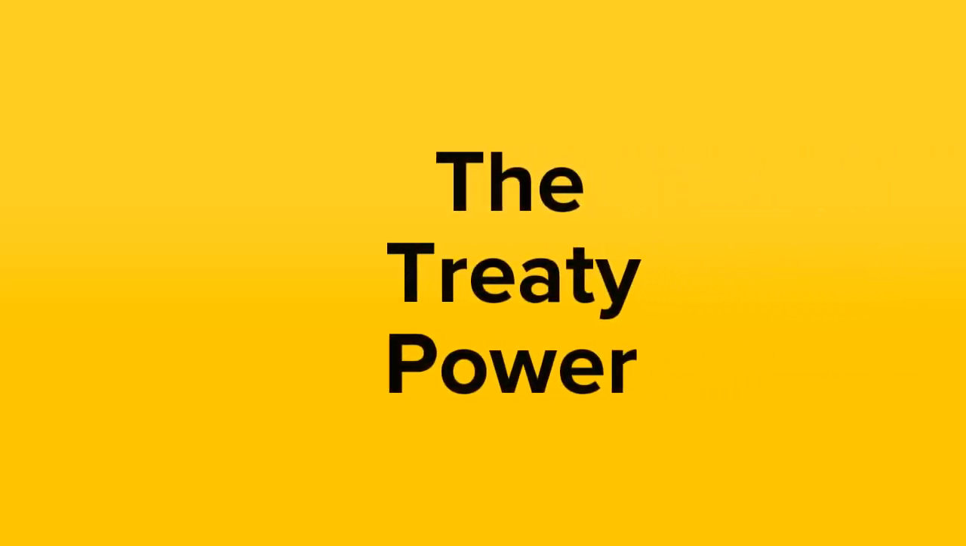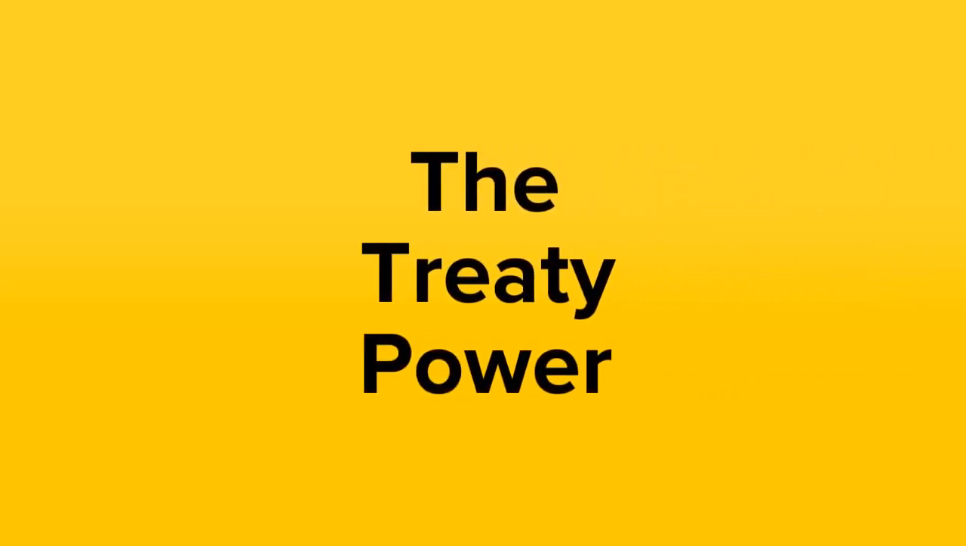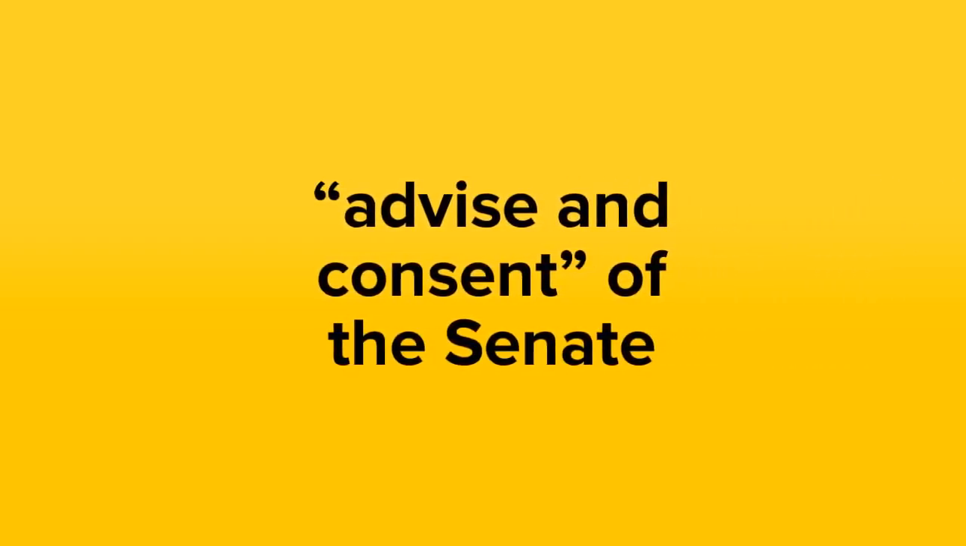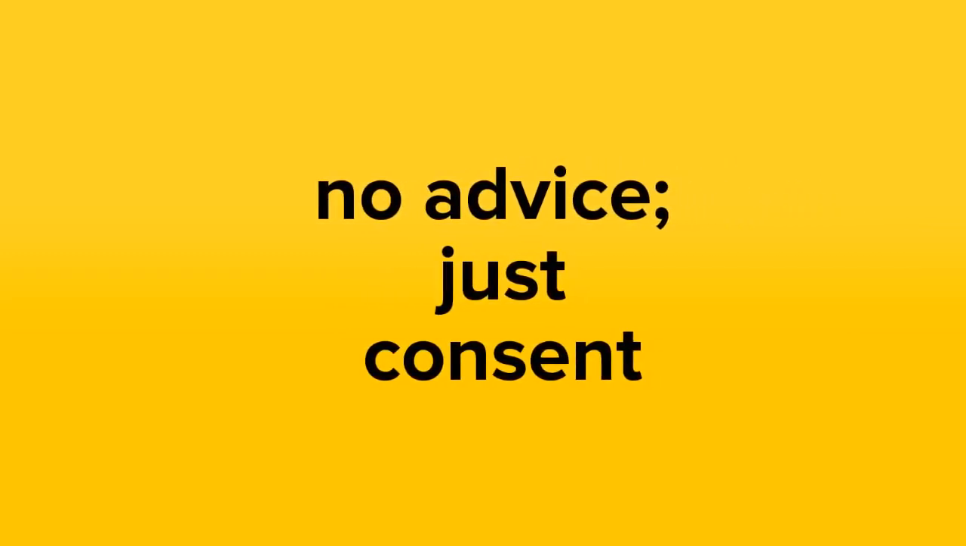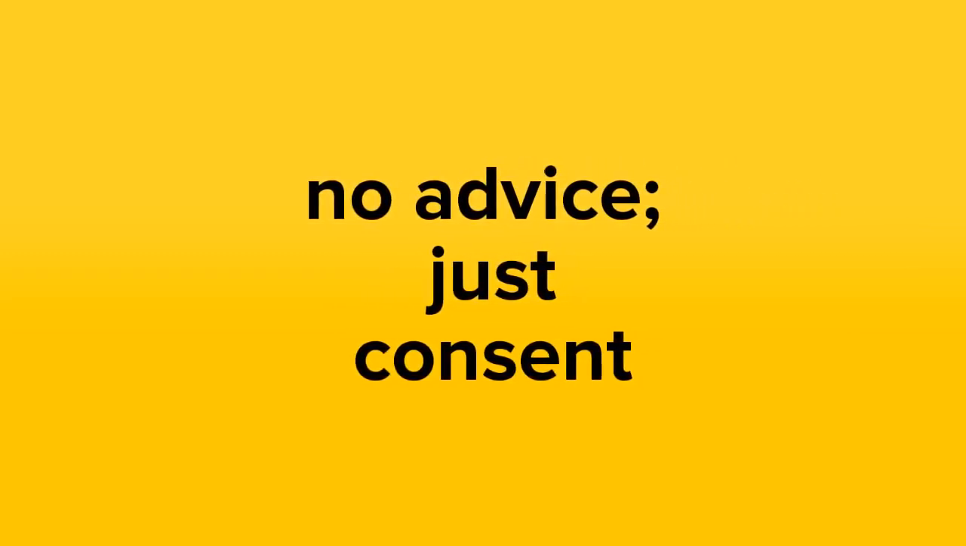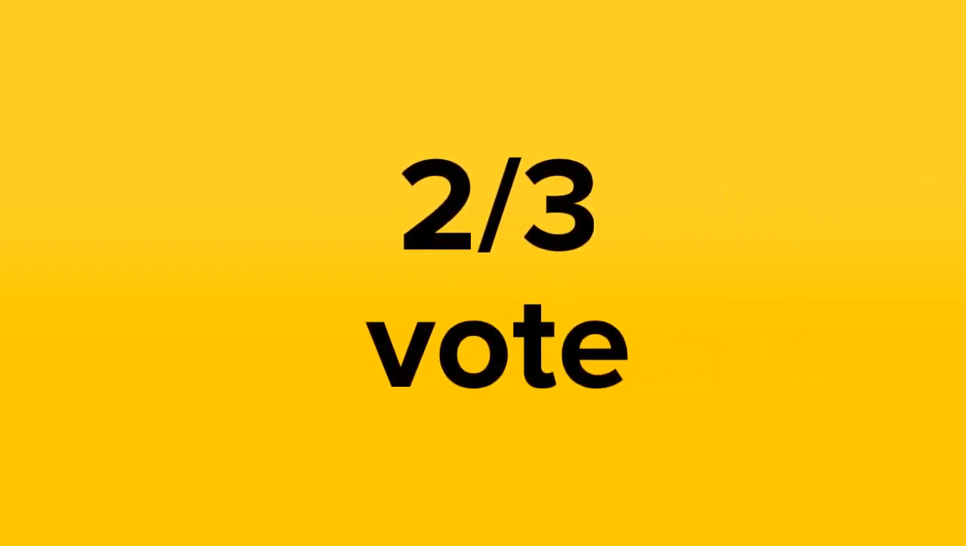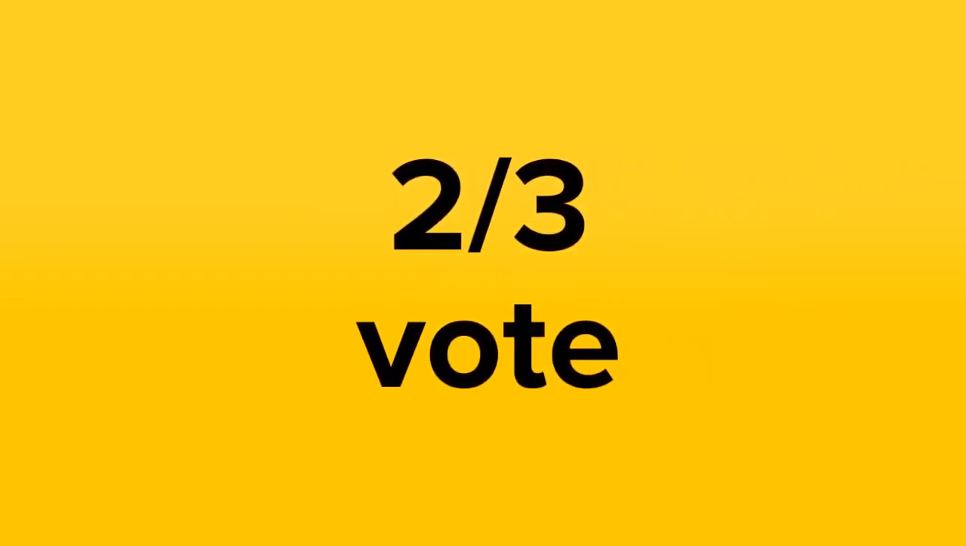The Constitution also gives presidents the power to make treaties. These treaties must be made with the advice and consent of the Senate. In reality, the Senate has very little input on the content of treaties and merely votes on them. The Constitution sets a high bar for Senate approval of treaties, requiring a 2/3 majority vote.